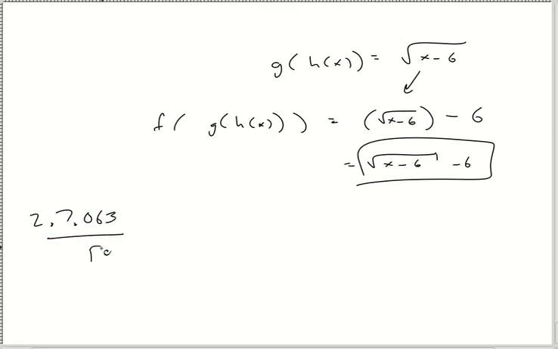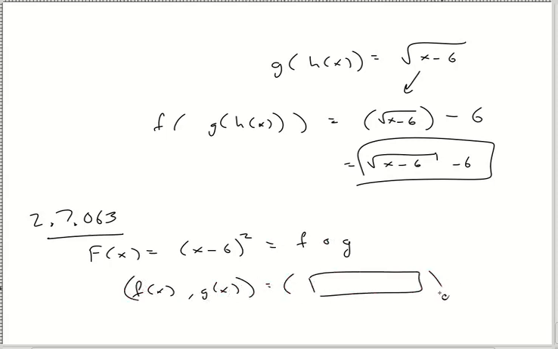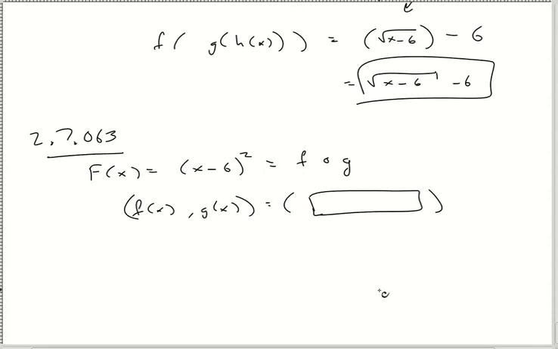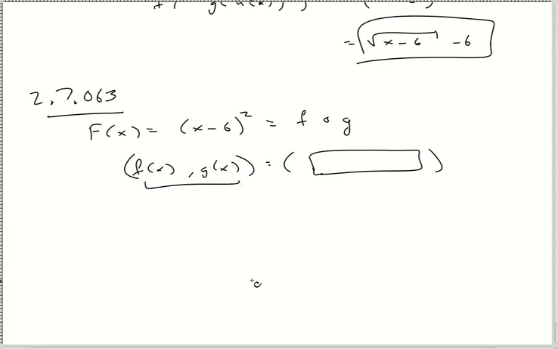2.7.063. So capital F of X is equal to X minus 6 squared, and they're saying that this is equal to F of G of X. What they want is F of X and G of X separated. Now this is what it looks like on WebAssign. Notice that they give you the parentheses already and they give you a box. You have to type a comma in there at some point because we're going to separate these two functions. Again, I don't like the format that they're going through with this. I'm just going to try to do this right here.